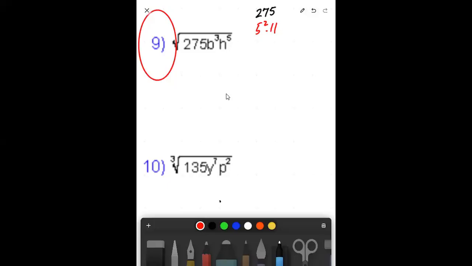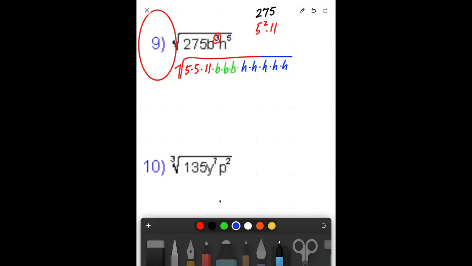So if I were to factor this, it's going to be 5 times 5 times 11. And then I'm going to take this b to the third, and I'm going to write it as b times b times b. And then we got h to the fifth. So that's going to be h times h times h times h times h. Okay. Now that I've got it expanded, I'm just looking for 2 pair because this is the square root.